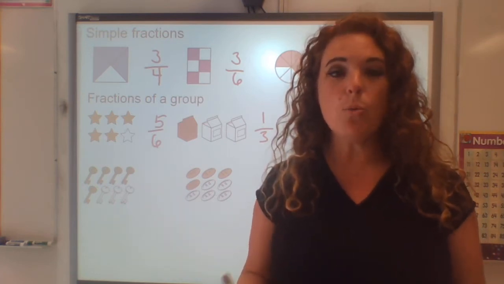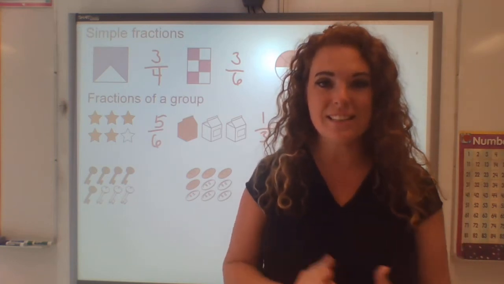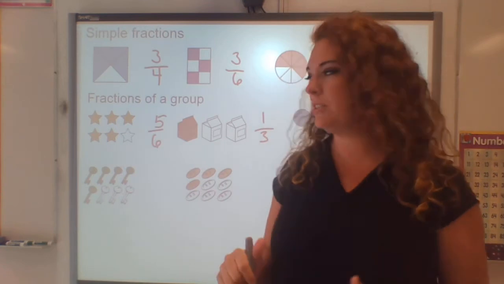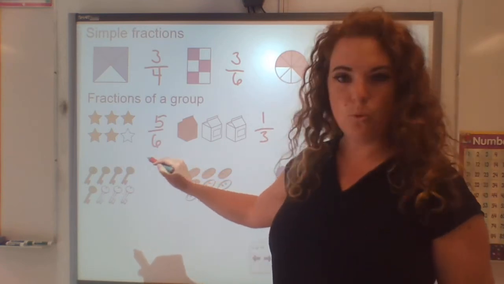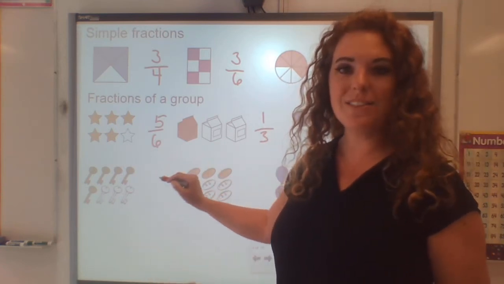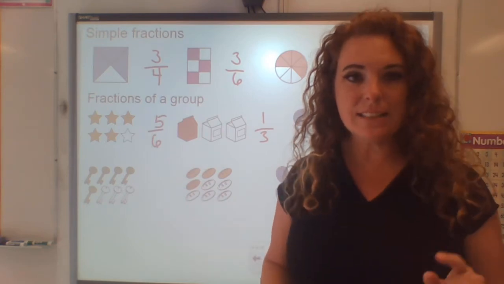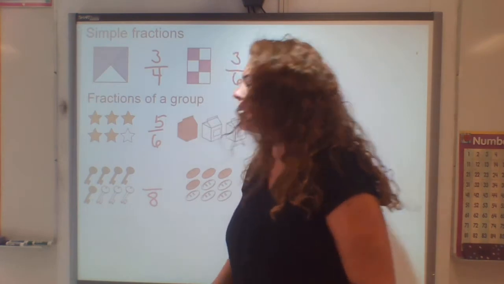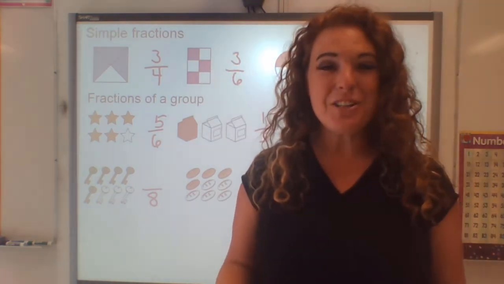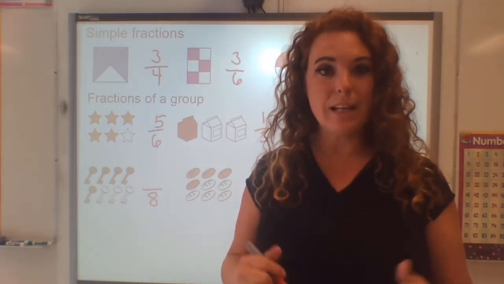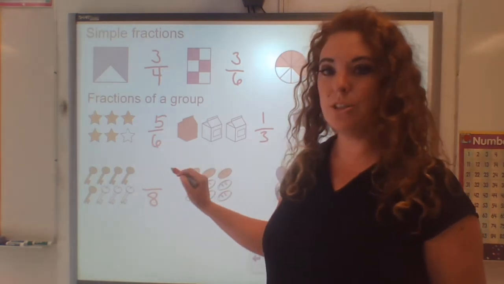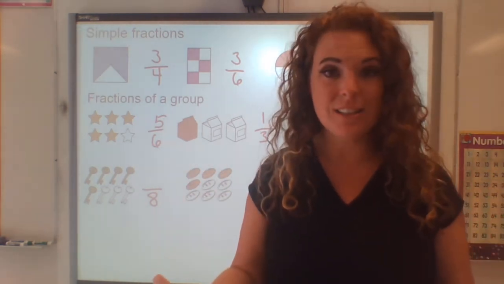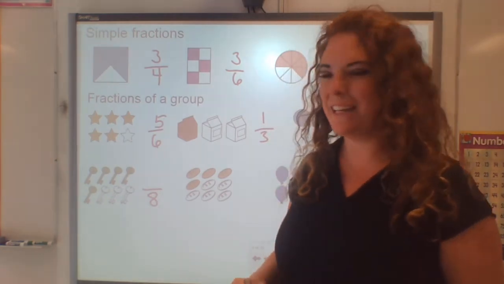So I want to know what is the fraction of keys that are shaded in. So again, I need to find out how many keys there are in total first. So 1, 2, 3, 4, 5, 6, 7, 8. I have 8 keys. That means that's my denominator. Now, because I want to know the fraction of how many are shaded in, I'm going to count how many are colored, and I have 1, 2, 3, 4, 5 colored in. So my fraction of colored keys is 5/8.